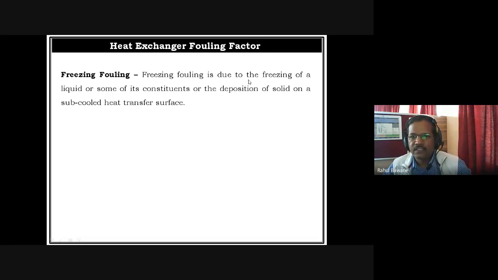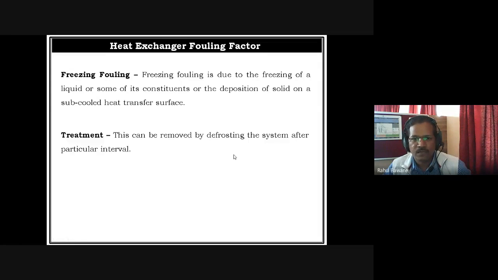Freezing fouling is due to the freezing of a liquid or some of its constituents, or the deposition of solid on the subcooled heat exchanger surface. This can be removed by defrosting the system after a particular interval. In older refrigerators there was a defrosting button, but now it comes with an automatic switch-off. So automatically it defrosts, and the icing layer is removed.